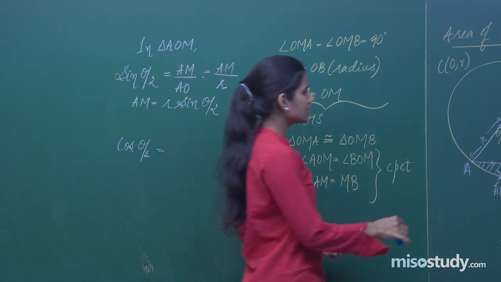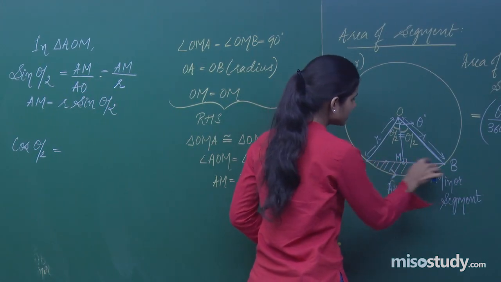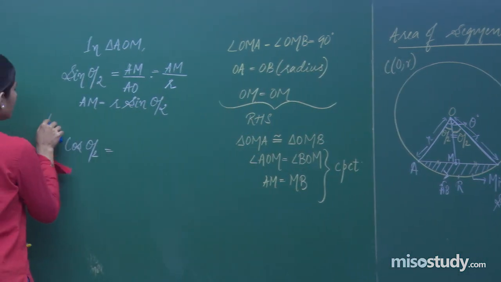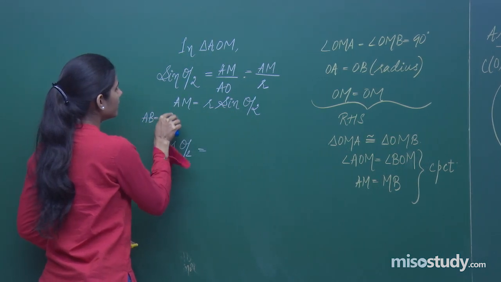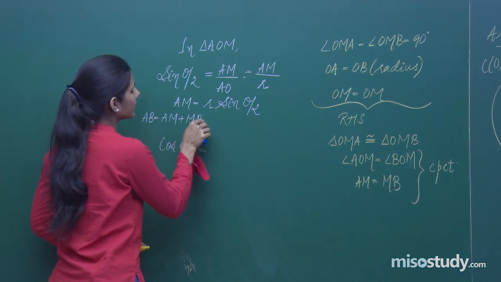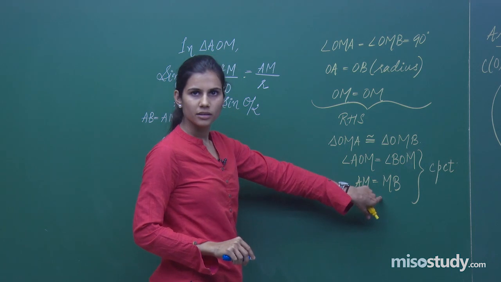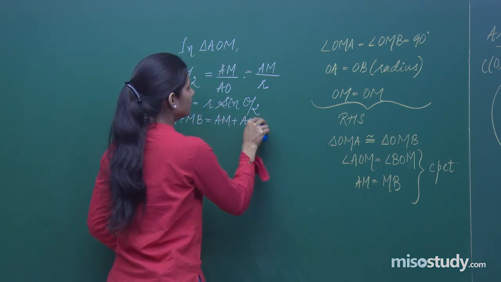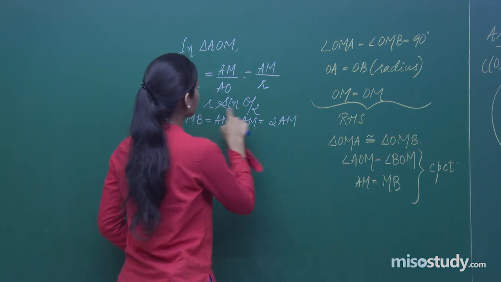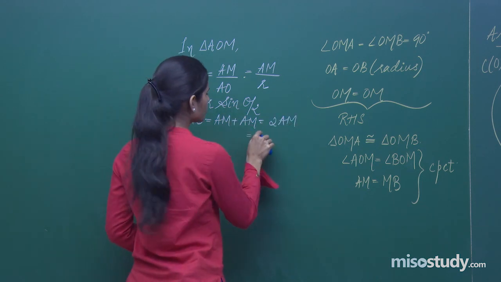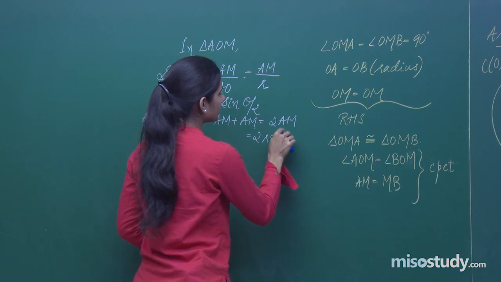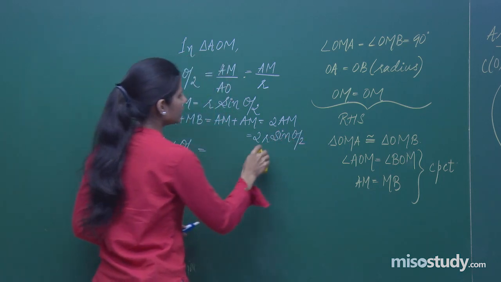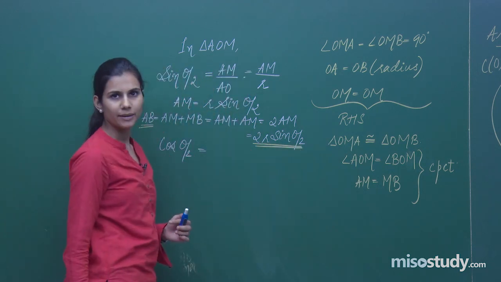If AM is R sine theta by 2, what is AB? AB is AM plus MB. But AM is same as MB. Right? So I can write this as AM plus AM, which is twice of AM, but AM is R sine theta by 2. So AB is twice of R sine theta by 2. You have got AB as twice of R sine theta by 2.